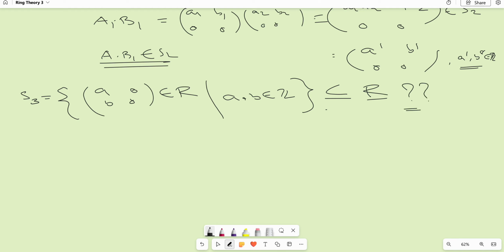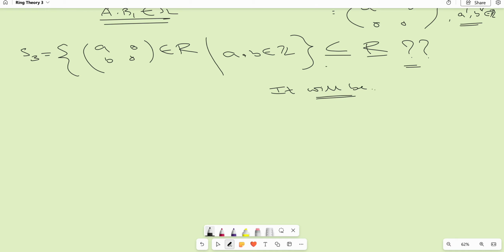Verify. It will be. You verify it yourself, right? I'm not going to. So one observation here: Z is a subring of Q.